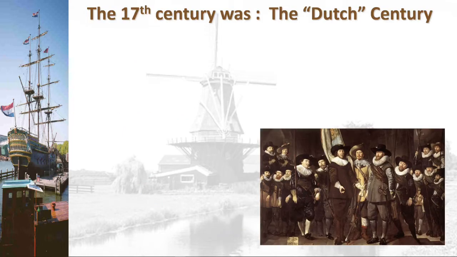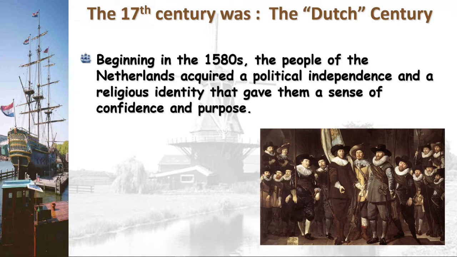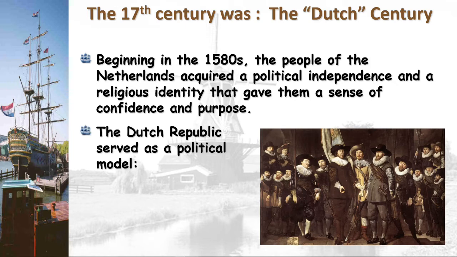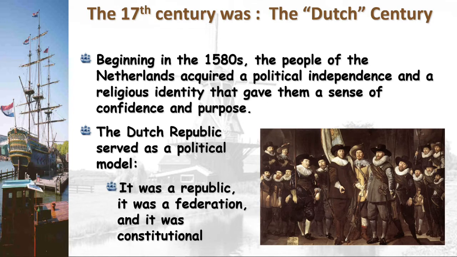You can think of the 17th century as the Dutch century. Beginning in the 1580s, the people of the Netherlands acquired a political independence and a religious identity that gave them a sense of confidence and purpose. The Dutch Republic served as a political model. It was a republic, it was a federation, and it was constitutional.